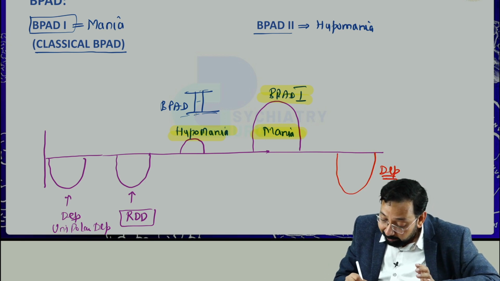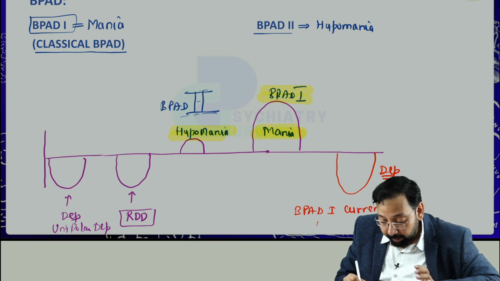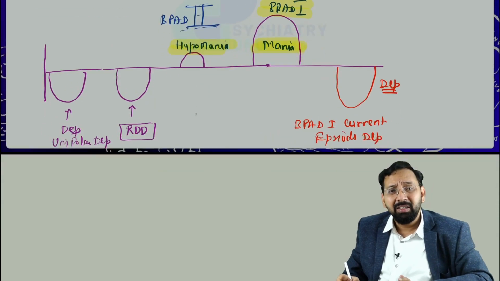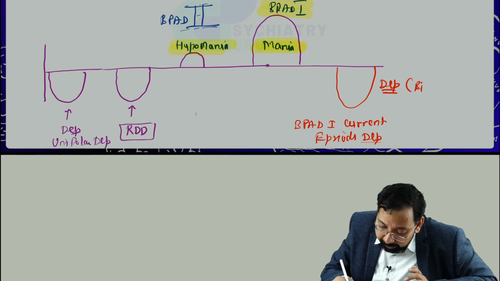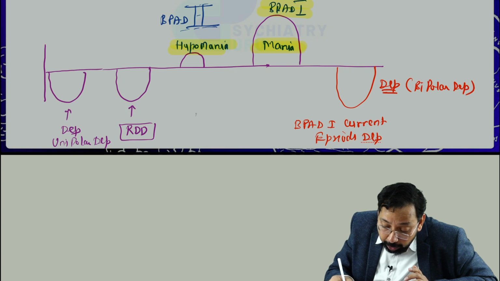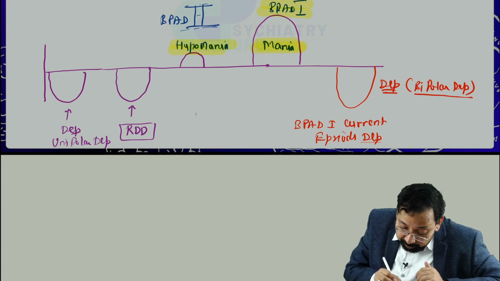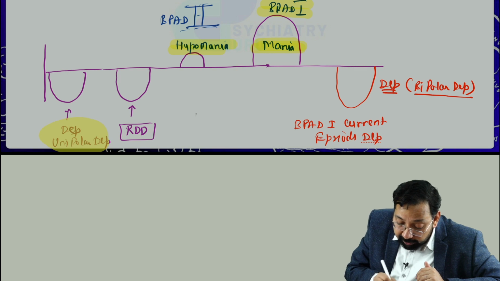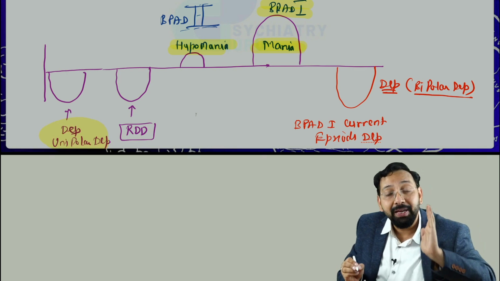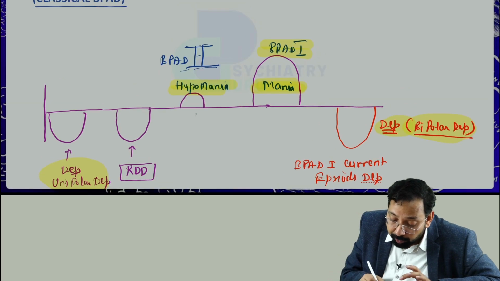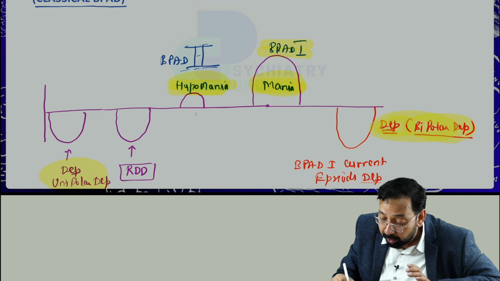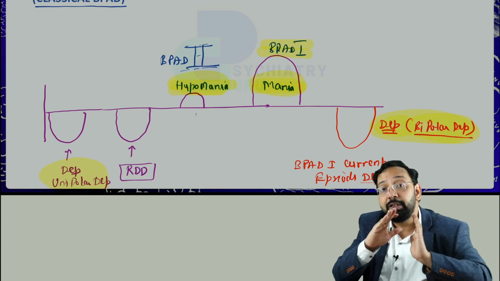You will say that this is BPAD1, current episode depression. We started saying that such a difficult long term, better to say it bipolar depression. Now you know the difference. This was unipolar depression, in which there is no previous history of mania or hypomania. In bipolar depression, there is a previous history of hypomania or mania. Why are we discussing it in so much detail?